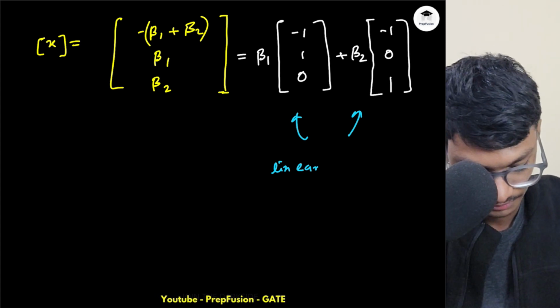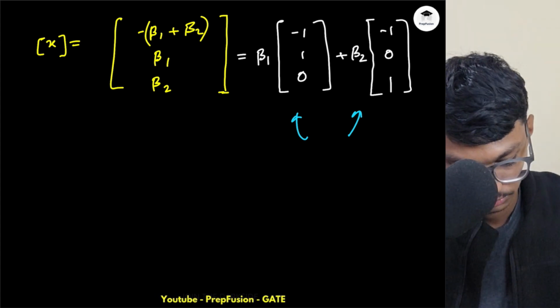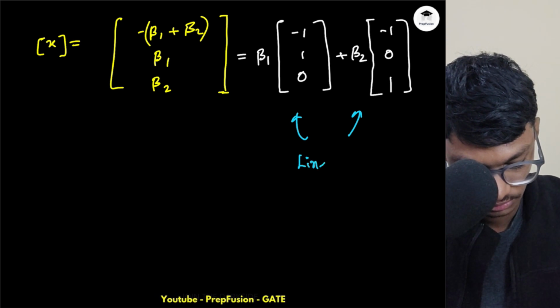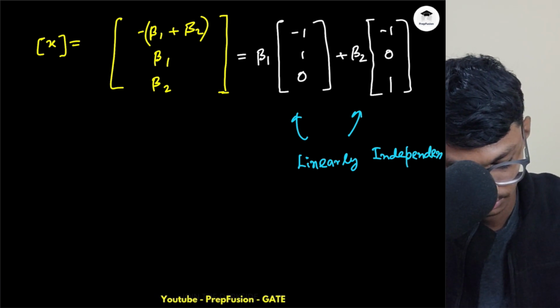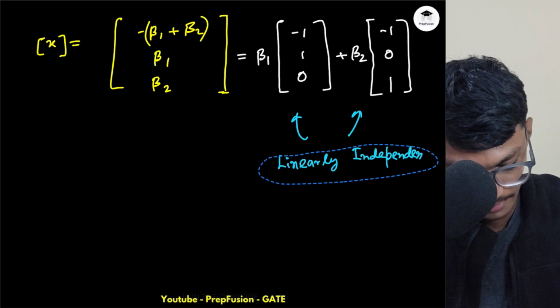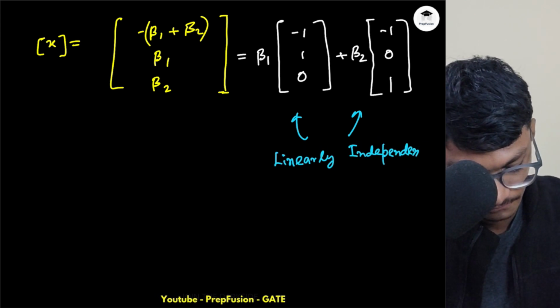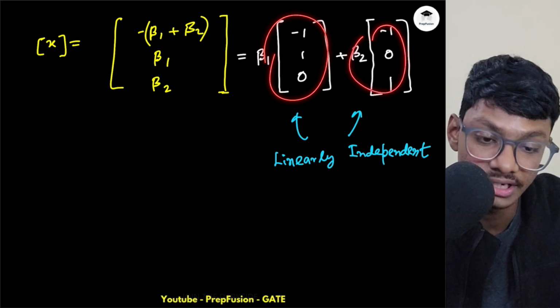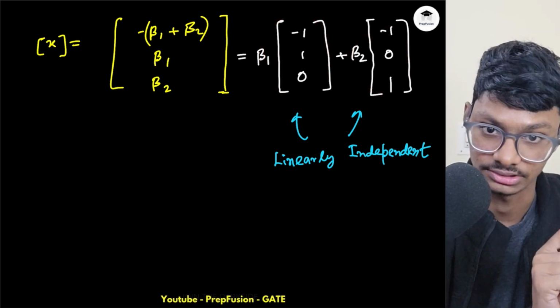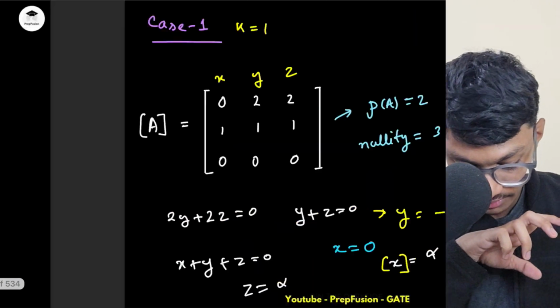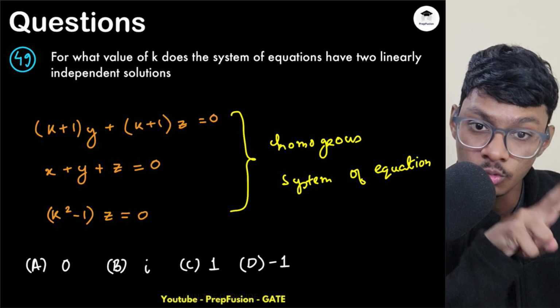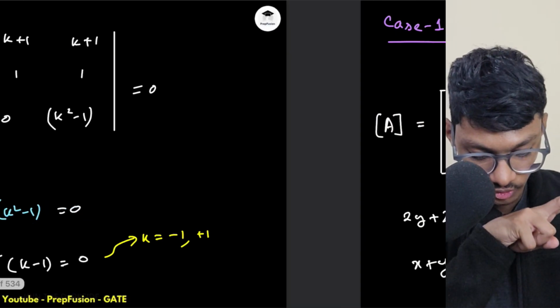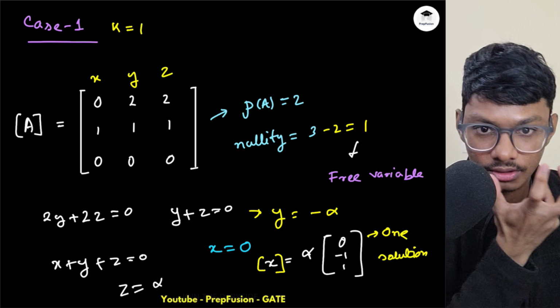Linearly independent. So these two are linearly independent. Exactly, that is what the question has asked us. The question has asked, can you tell me the value of k for which the system has two linearly independent solutions? So in the first value, I have only one solution.